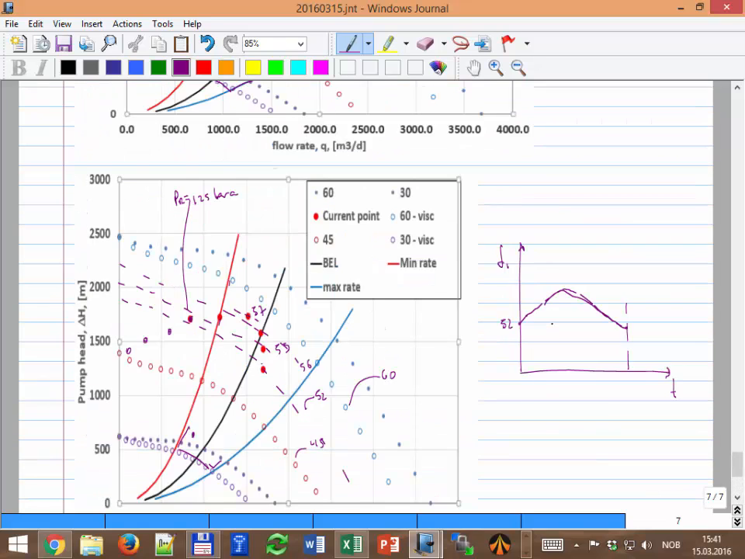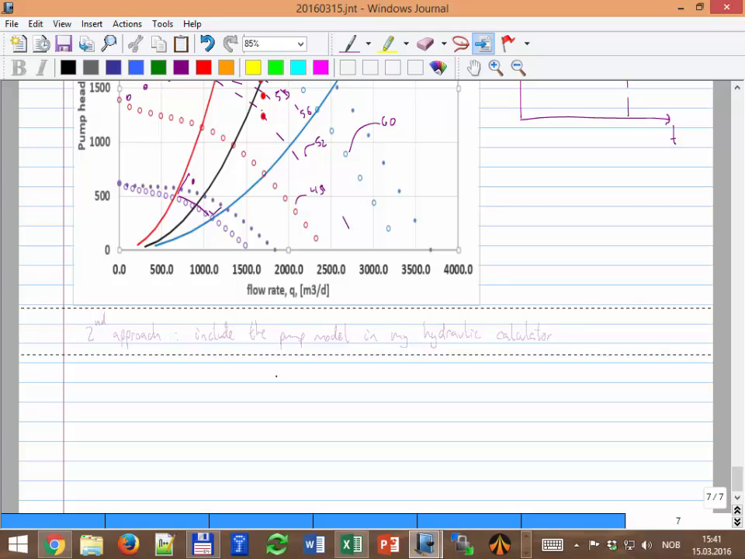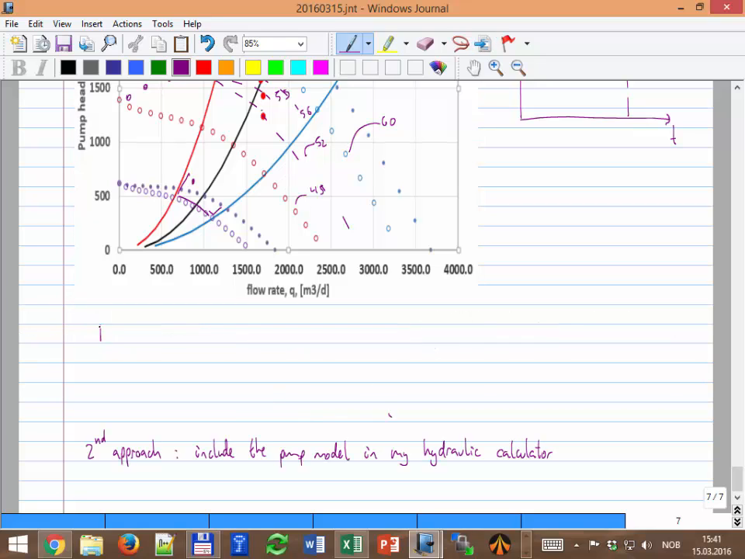Please note something also, just a note apart. The wellhead pressure is less than the bubble point pressure, okay? So probably I'm going to have gas coming out of solution at some part at the discharge of the pump, or in the tubing. Probably gas coming out of solution at some position in the tubing.